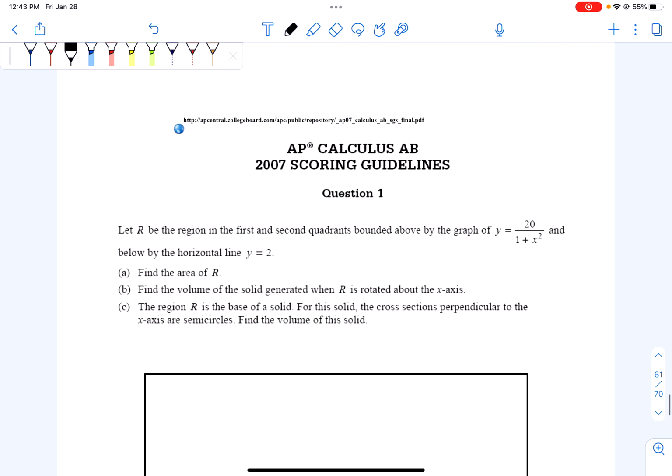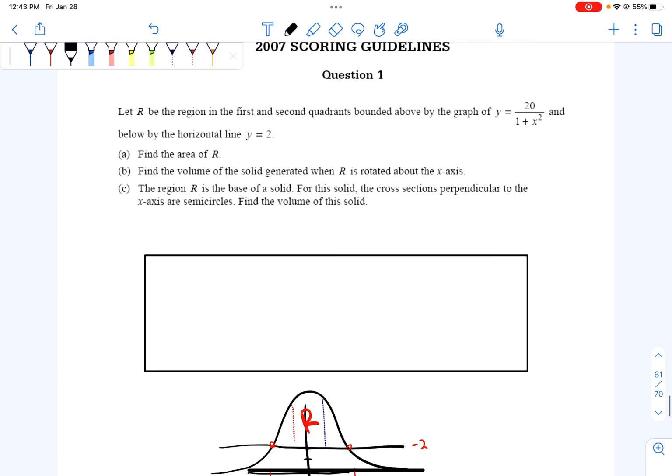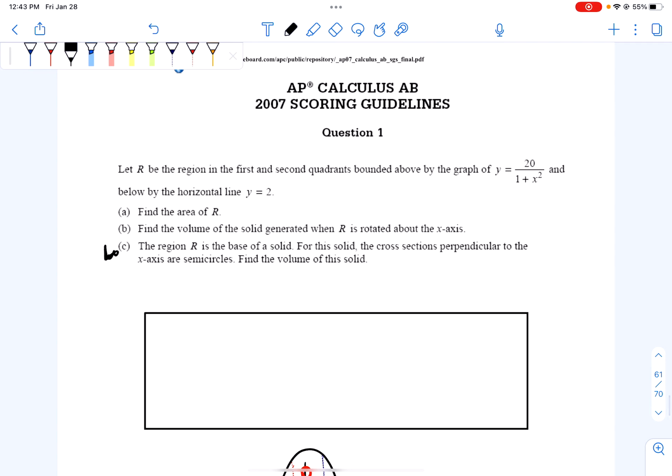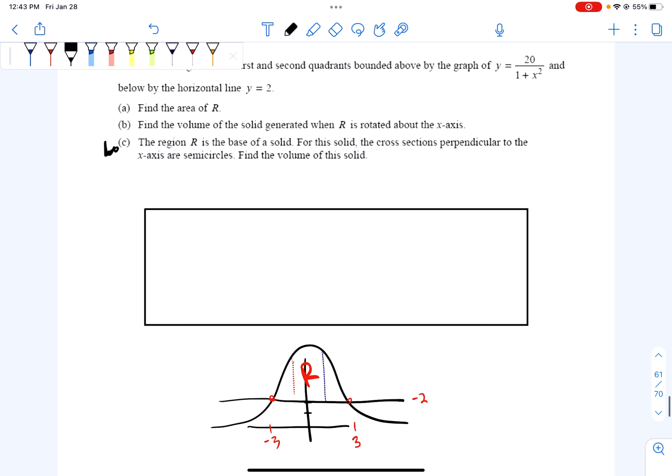Next one. I think we're just going to do one more, and we'll maybe practice some more in class, but we can finally do part C on this AP question. So if you don't remember, we had this curve. This weird curve up on top is 20 over 1 plus x squared. R is the region that's in between. That is a positive 2. R is that region right there.